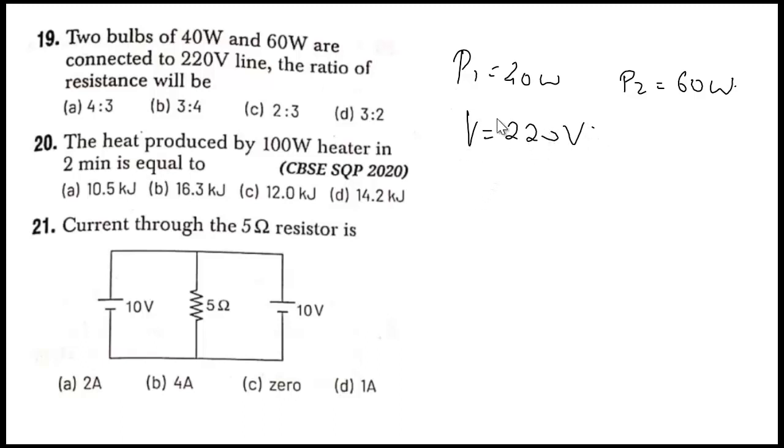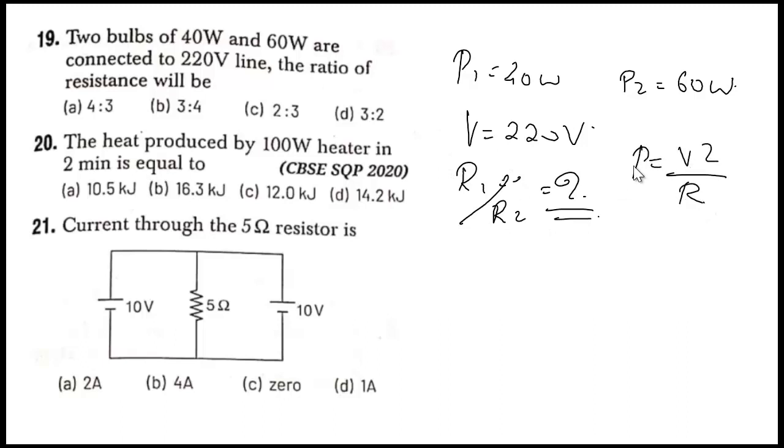What is the relation connecting P, V and R? R1 by R2, the ratio of resistance, we need to find out. So here, what is the relation connecting P, V and R? P equals V square by R. Since V is common to both, we can write it as P is inversely proportional to R. That means P1 by P2 will be equal to R2 by R1.